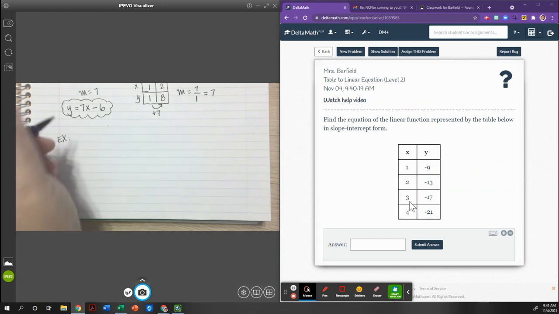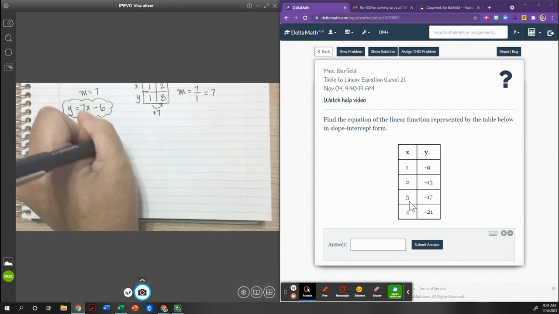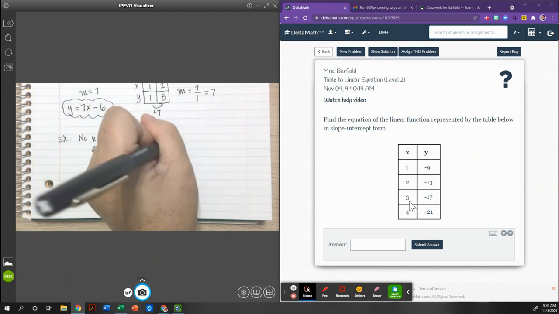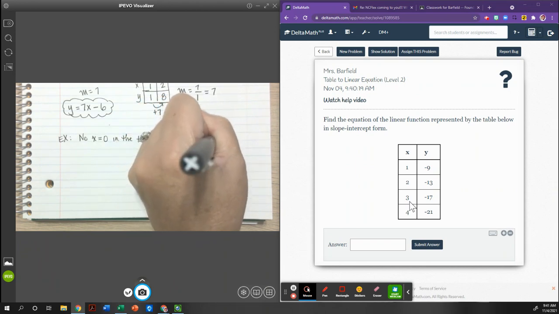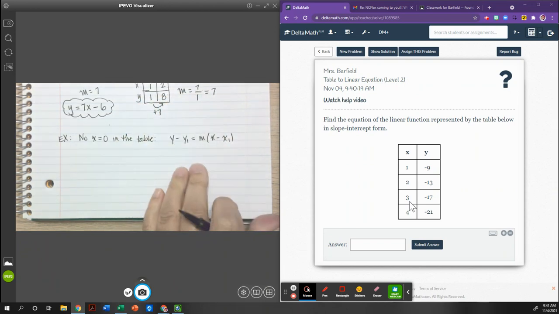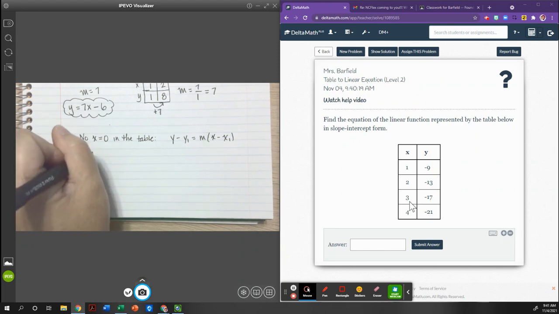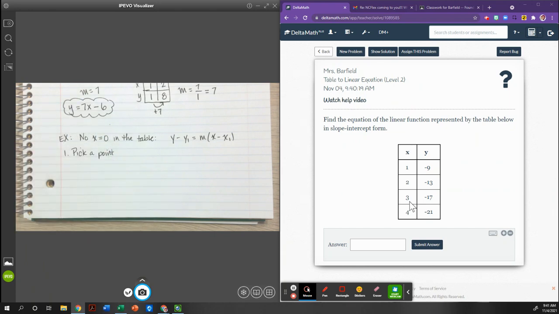So when you have no x equals 0 in the table, you're going to use y minus y1 equals m times x minus x1. The first thing you're going to do is pick a point. That's going to be your x1, y1. And honestly, I'd pick whichever point looks easiest to you.